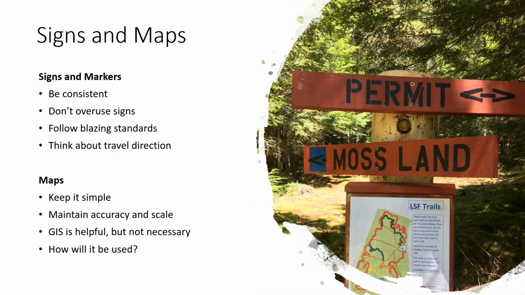And same thing with signs. You don't want to assume that a sign that is visible from the downhill side is going to be visible from the uphill side as well. You want to take those two different travel directions and mark it out separately.